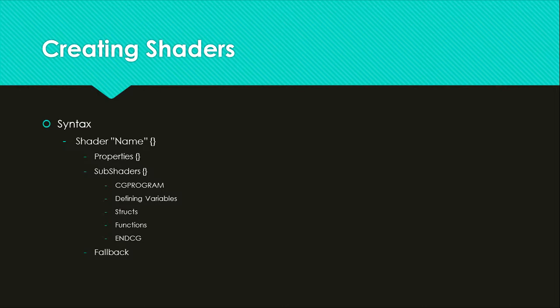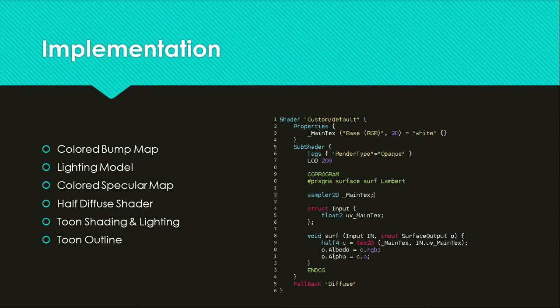Then we have the CG program. CG program tells the program to switch to the CG language instead of ShaderLab. Everything in CG language should be in here. As for defining variables, structs and functions, it's pretty clear what's going to be in those sections. So we are going to move on to implementation.